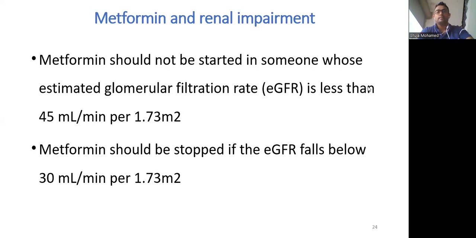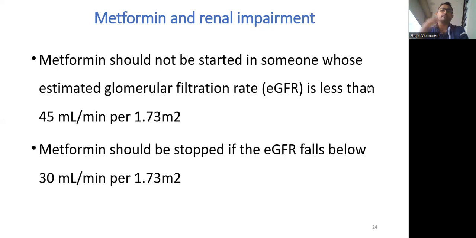In a renal impairment patient, usually you don't start metformin if the eGFR is less than 45. But we may have already started it in a person with normal function, and then the GFR falls. In a person we don't know, we just diagnose him with diabetes mellitus and start metformin.